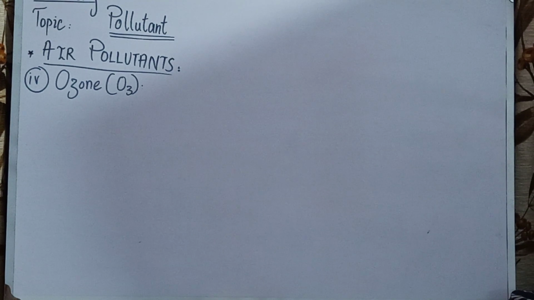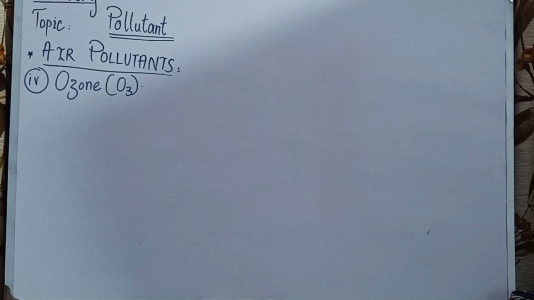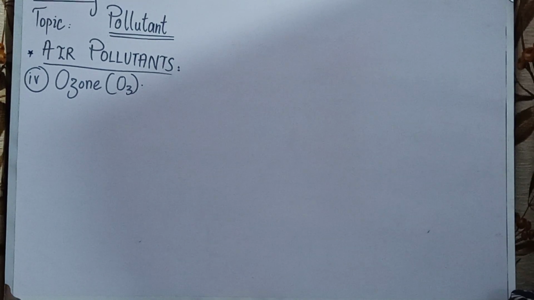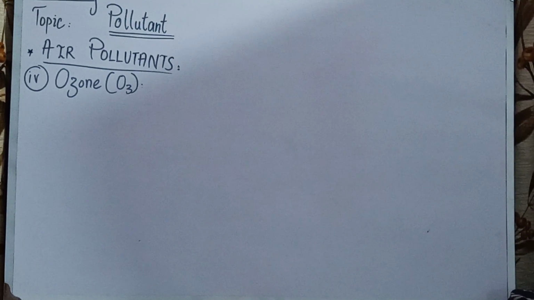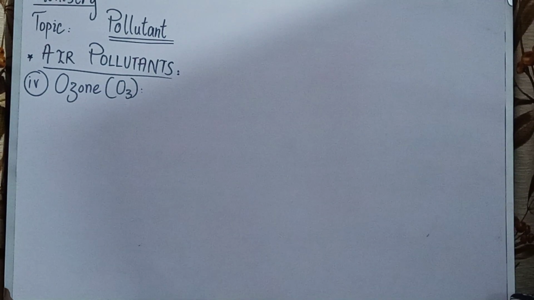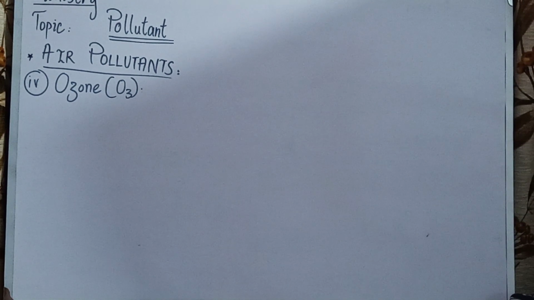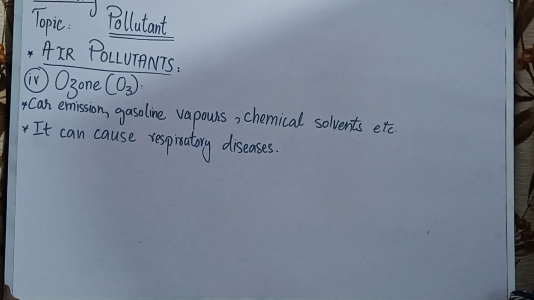So the sources of ozone are car emissions, gasoline vapor, chemical solvents, and electrical utilities. In terms of environmental risk, it interferes with certain plants' capacity to breathe, making them more vulnerable to other environmental stresses, for example, disease, harsh weather. It can cause respiratory diseases, lung function is impaired, and breathing passageways are irritated and inflamed due to this ozone gas.